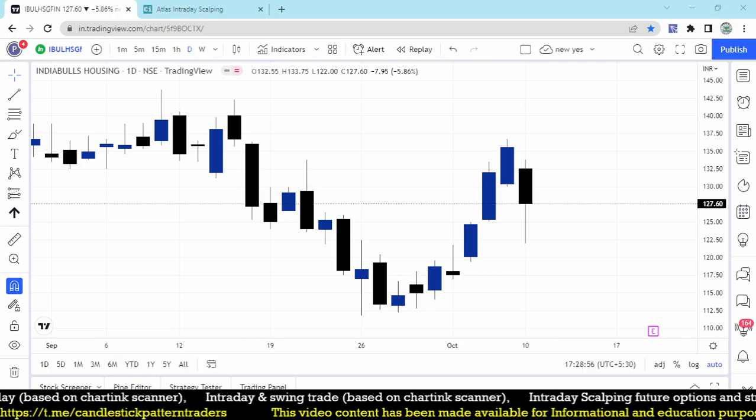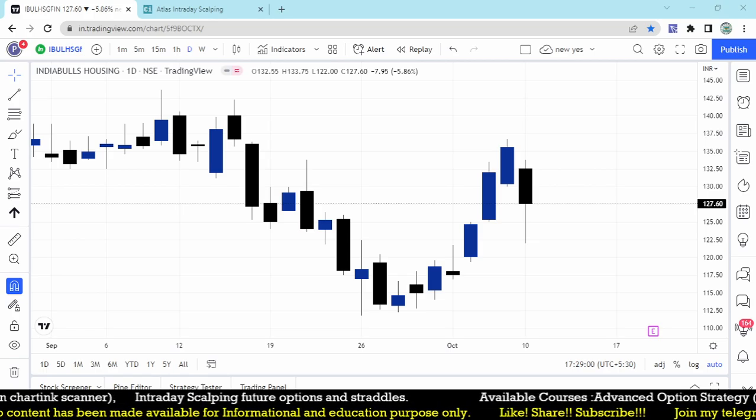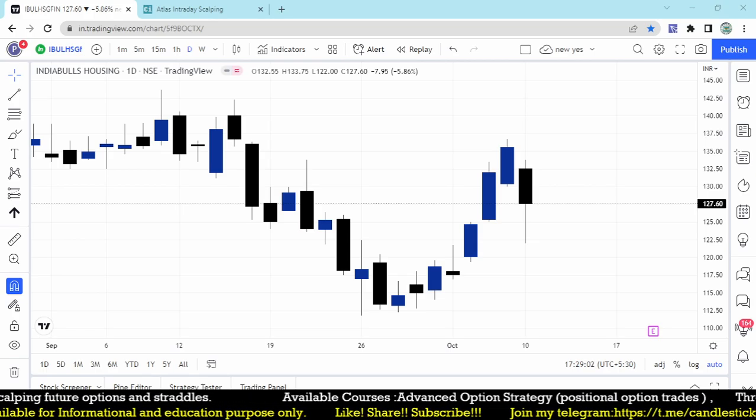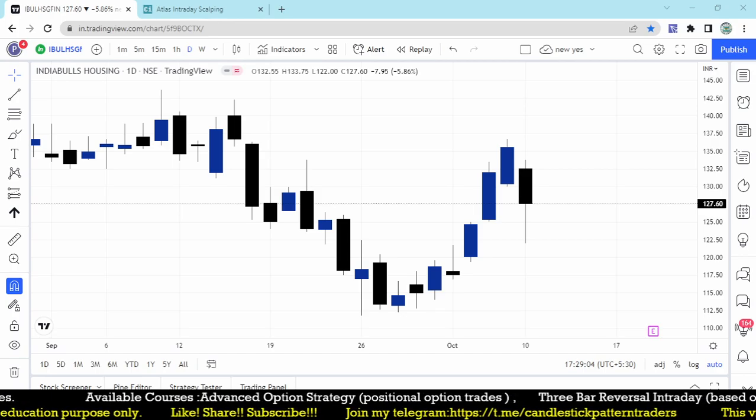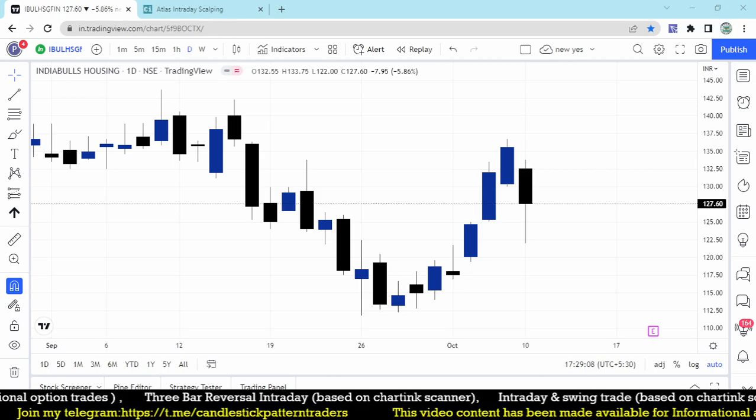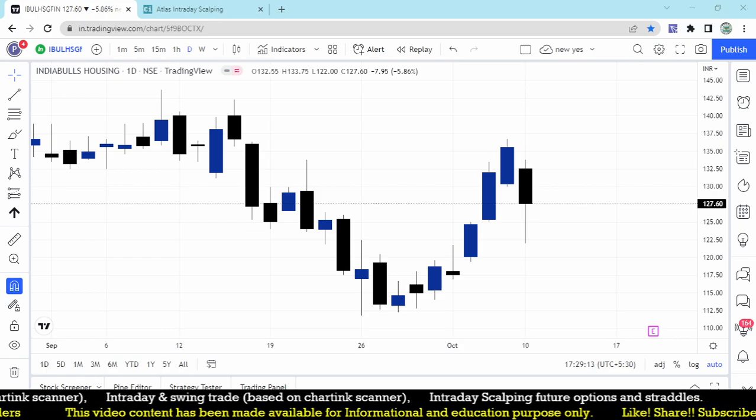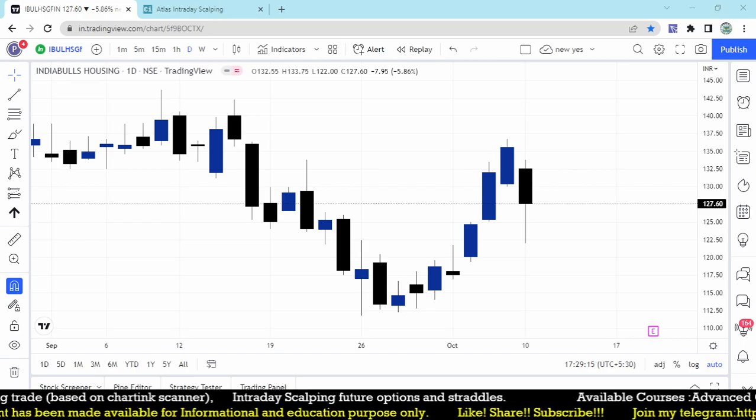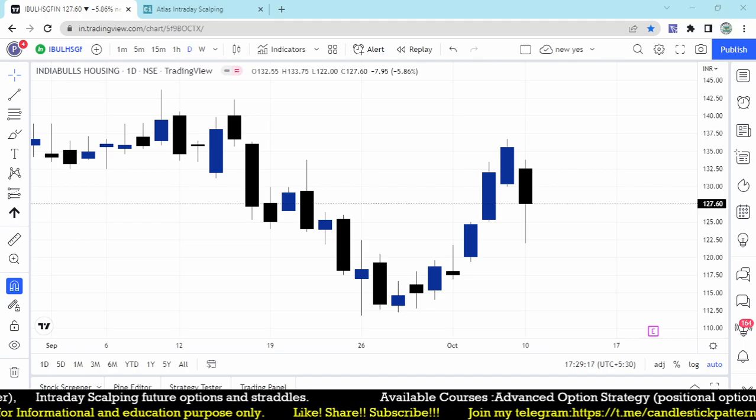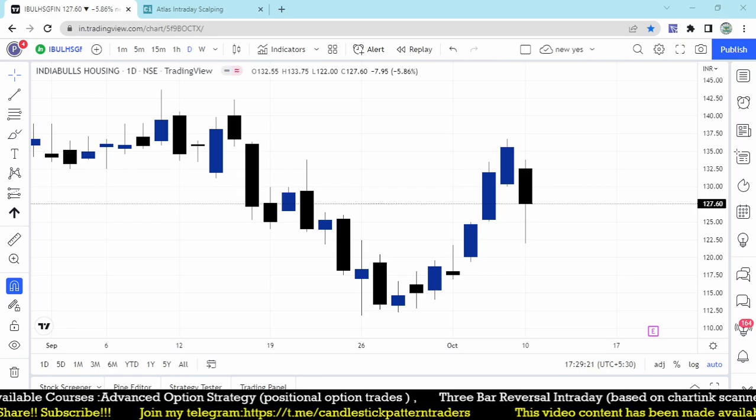So let's look at this chart of India Bull Housing Finance. Three consecutive higher highs and also higher lows. So there is a chance of the trend continuing, as well as a reversal of the trend being highly possible, based on this candlestick pattern that you are watching on India Bull Housing Finance.